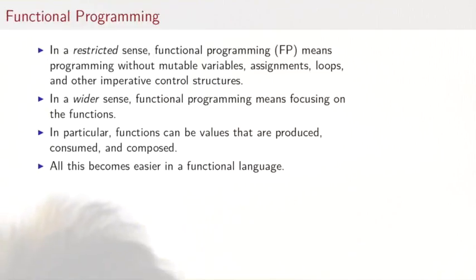In fact, there are two ways to look at functional programming, a restricted one and a more general one. In the restricted sense, functional programming just means programming without mutable variables, without assignments to those variables, without loops and the other imperative control structures. So it takes a lot of things away. In the more general sense, functional programming means focusing on the functions in a program. So in a sense, it gives you new capabilities to work with these functions. In particular, functions can be values that are produced, consumed, and composed. All this can be done in any programming language, but it becomes much easier in a functional language.